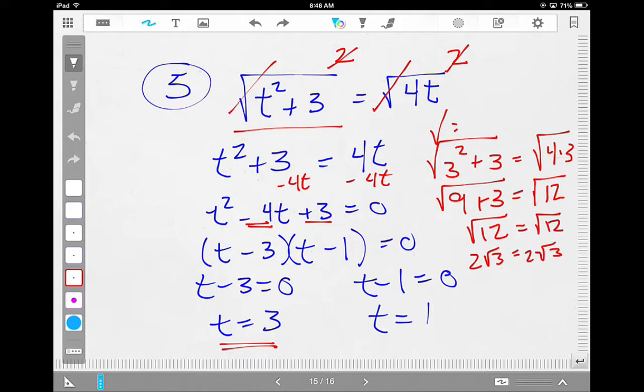That's good practice, but all I'm really checking is that I got the same number, and I did right here. Square root of 12 equals square root of 12. That means that 3 is a solution to this equation. But I didn't check 1.